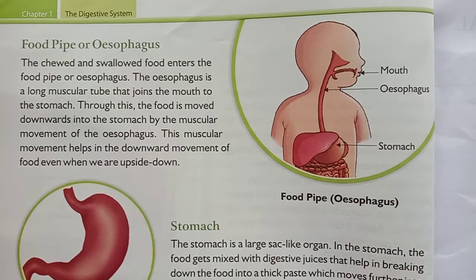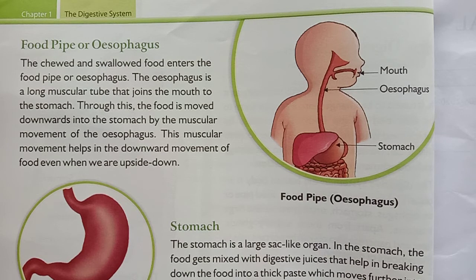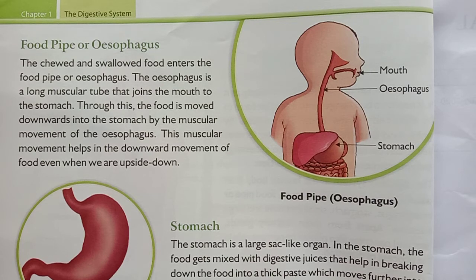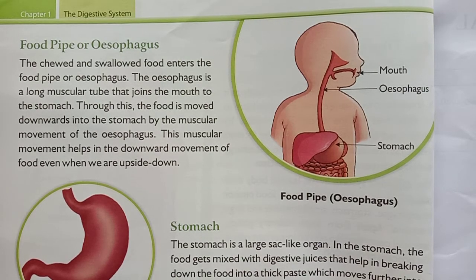Hello students, in yesterday's video we learned about the digestive system. The digestive system starts from the mouth, and we discussed the mouth in yesterday's video. In today's video, we are going to learn about the food pipe, or esophagus, and the stomach also. So let us understand about the food pipe or esophagus.